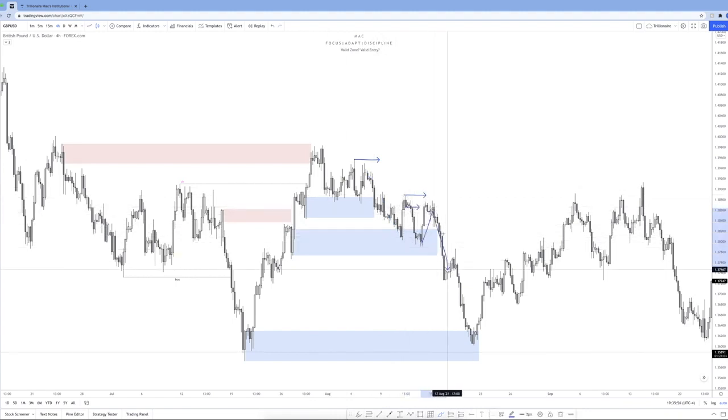Price traded into and rejected. So now we have supply that was left here, right? Then what happened? Price pushed to the downside here. Okay, and what happened? We reacted to our demand and pushed to the upside.